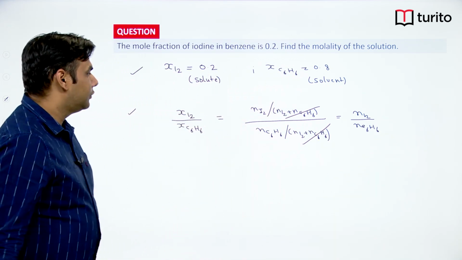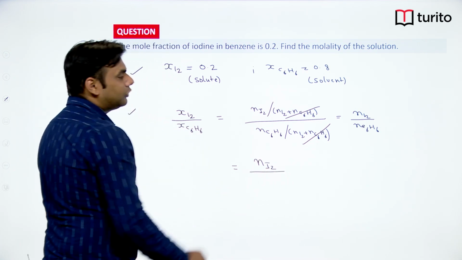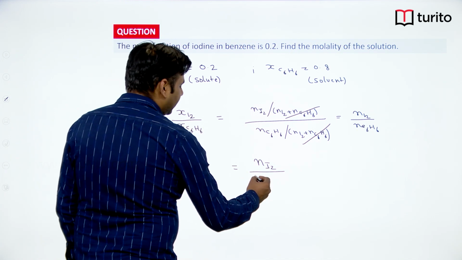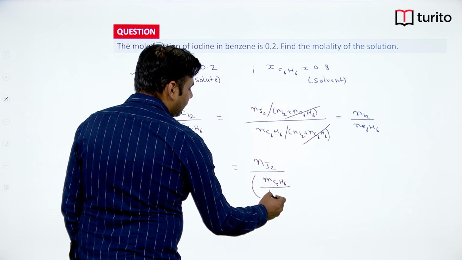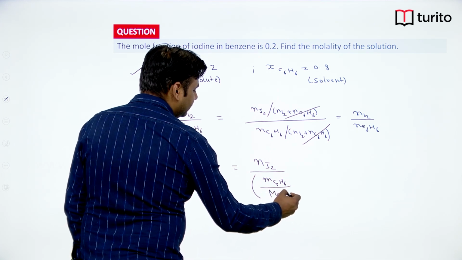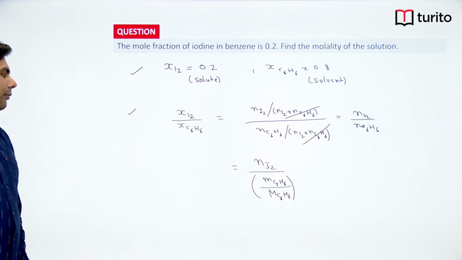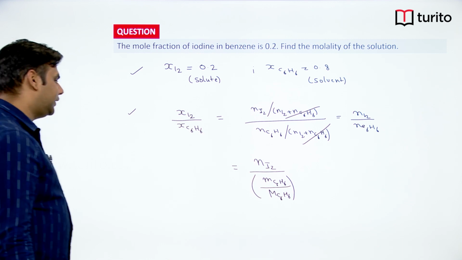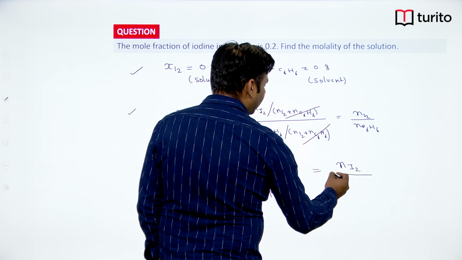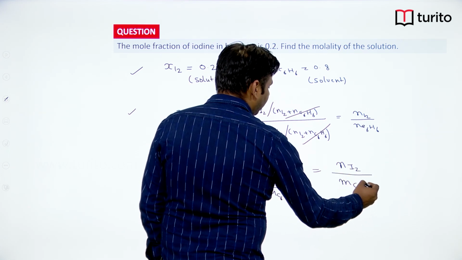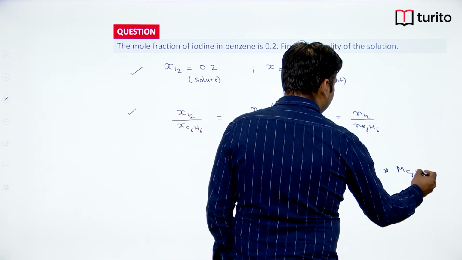I can write the number of moles of benzene as mass of benzene divided by molar mass of benzene. So if I take the molar mass of benzene above, I will get the number of moles of iodine upon mass of benzene into molar mass of benzene.